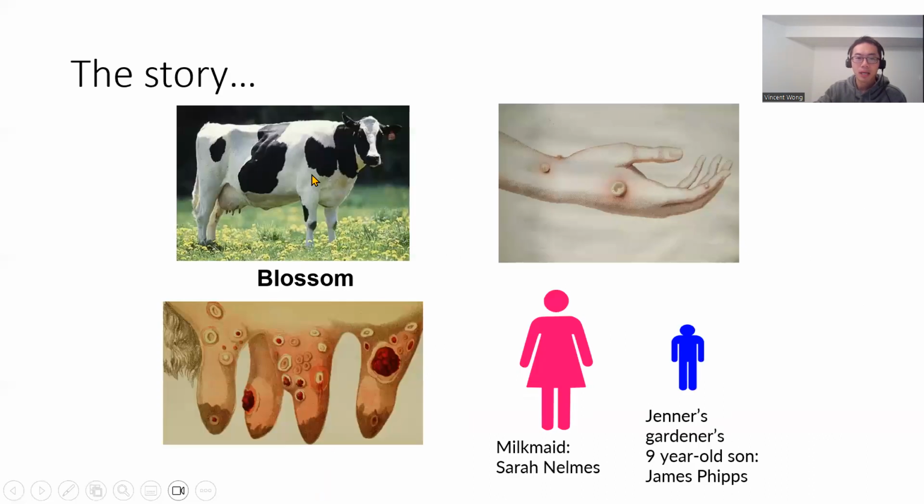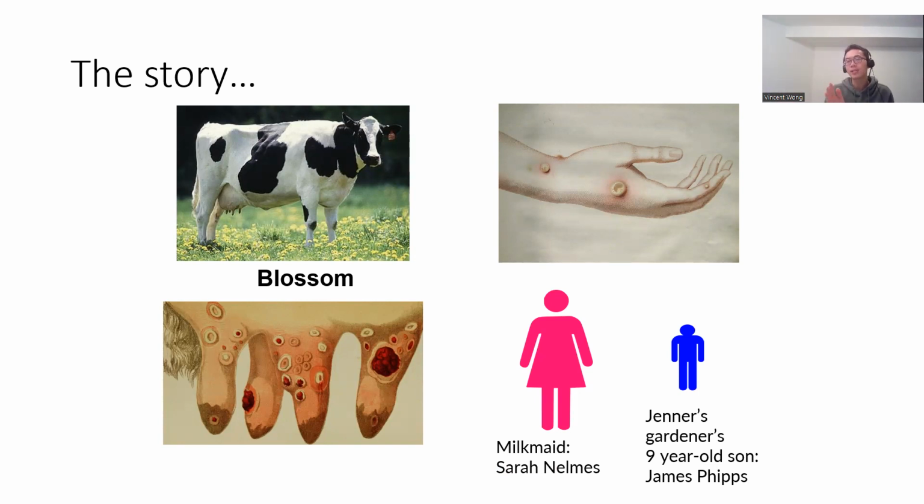Okay, so he had a cow. The name of the cow was Blossom, and Blossom had these cowpox on the udders. The udder is where you squeeze to get the milk, right? And the milkmaid, Sarah, got the cowpox from milking the cow. Cowpox gave you these sores on the skin, these lesions, but it's not deadly. People will recover from it, and then they're okay.